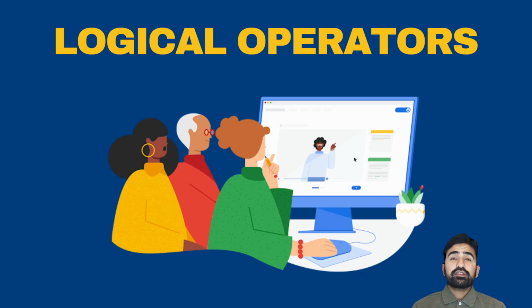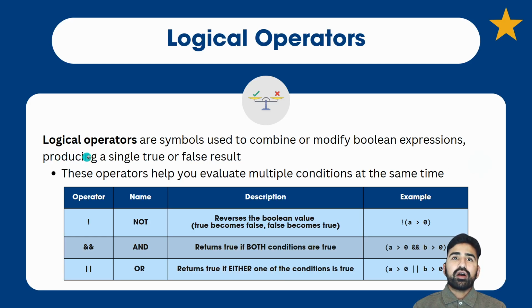Now that we've mastered Boolean expressions, we're ready to add another trick up our sleeve, and that's going to be logical operators. They're going to allow us to make even more complex expressions, chain them together, and modify them when we need to. So let's take a look at what exactly these operators do and what they look like. So logical operators are symbols used to combine or modify Boolean expressions, producing a single true or false result.